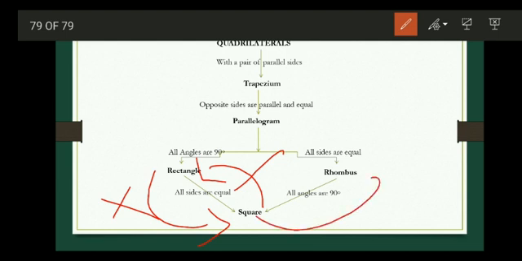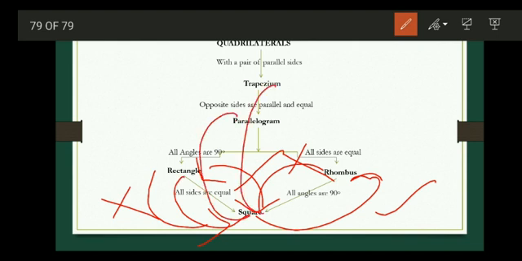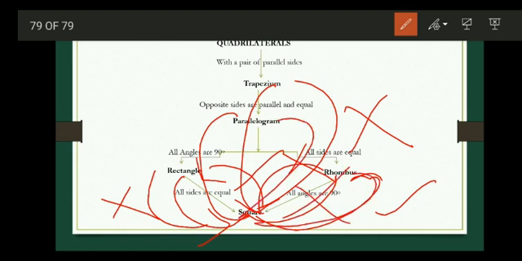In the same way, all squares are rhombuses, but all rhombuses are not squares. So a square is a parallelogram, a square is a trapezium, a square is a quadrilateral. A square is a rectangle, a parallelogram, a trapezium and a rhombus. But all trapeziums are not squares, all parallelograms are not squares, all rhombuses are not squares, and all rectangles are not squares.